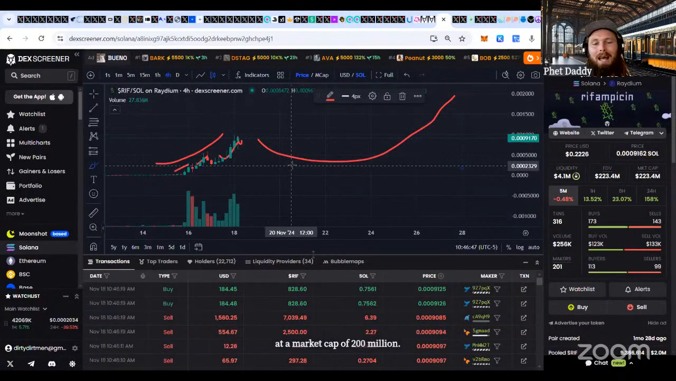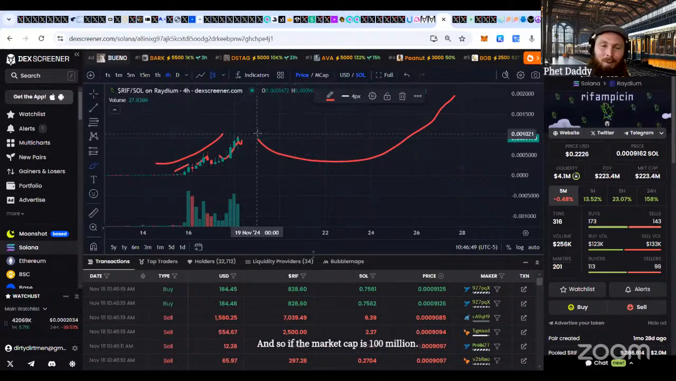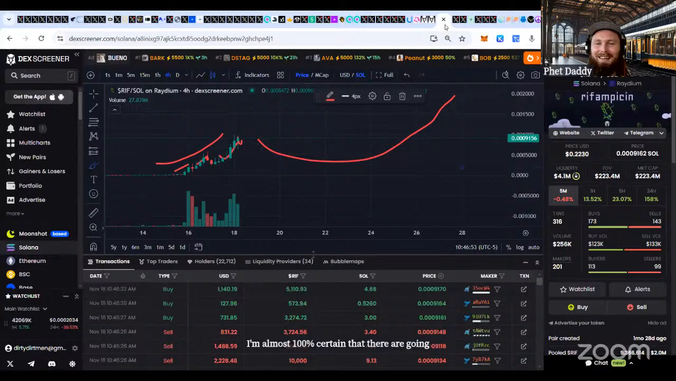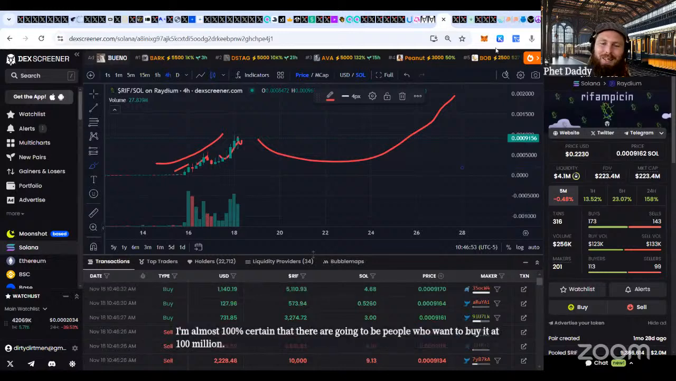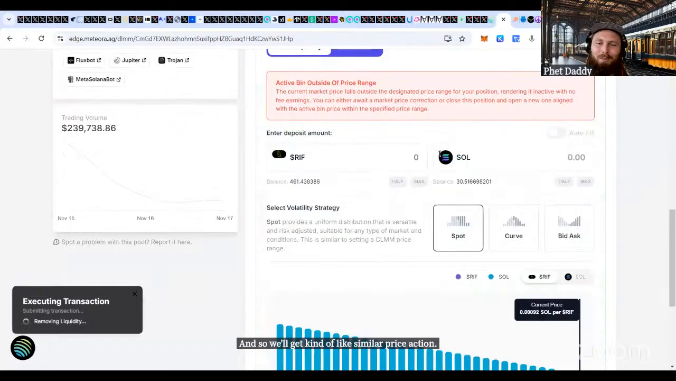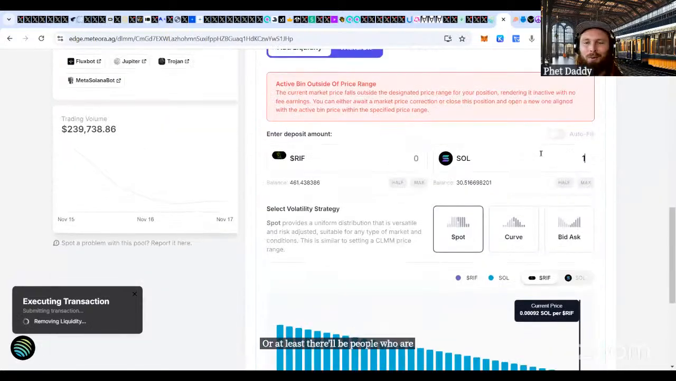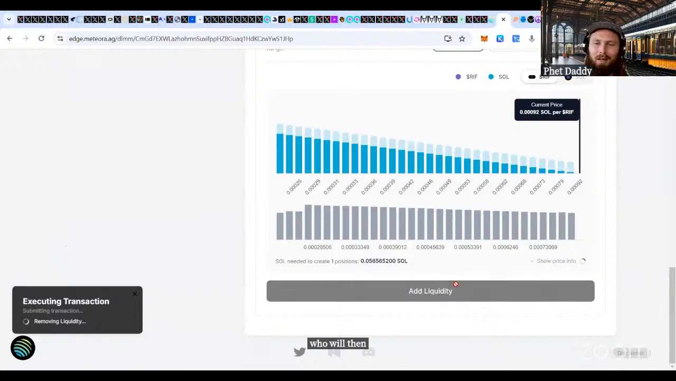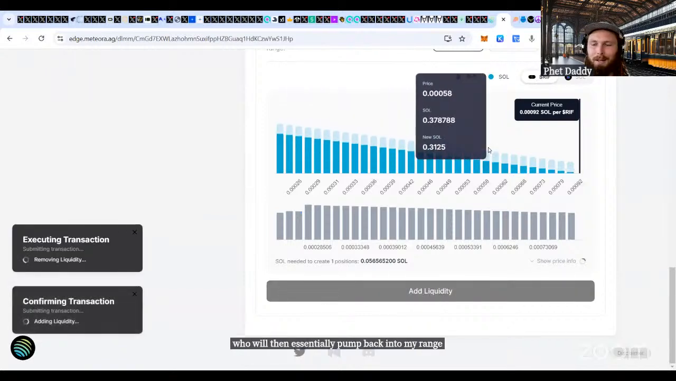And so if the market cap is 100 million, I'm almost 100% certain that there are going to be people who want to buy it at 100 million. So we'll get similar price action. Or at least there'll be people buying at that discount who will then pump back into my range, or pump it up through my range again.